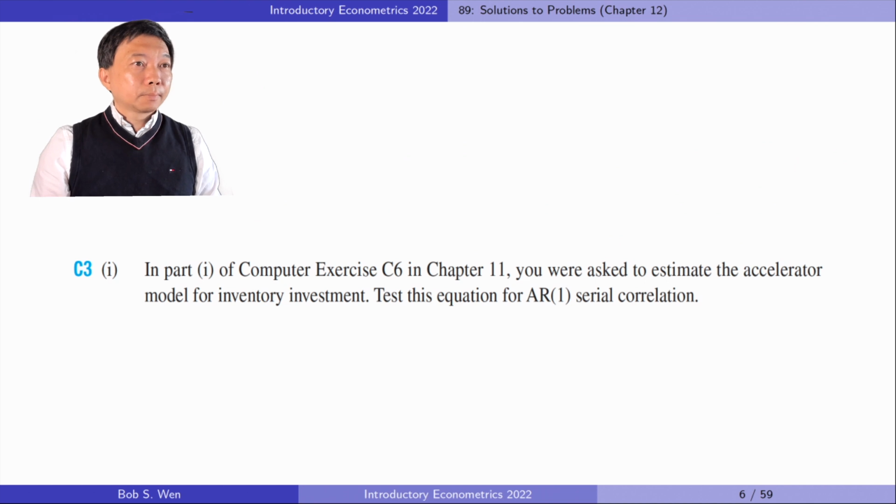Let's find answers to computer exercise 3. In Part 1 of Computer Exercise C6 in Chapter 11, you were asked to estimate the accelerator model for infantry investment. Test this equation for AR(1) serial correlation.